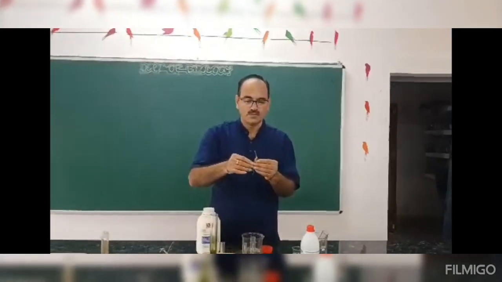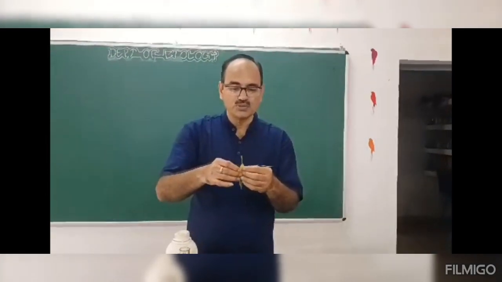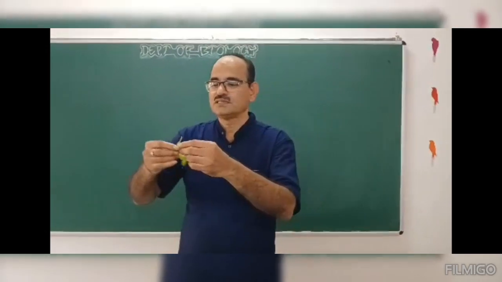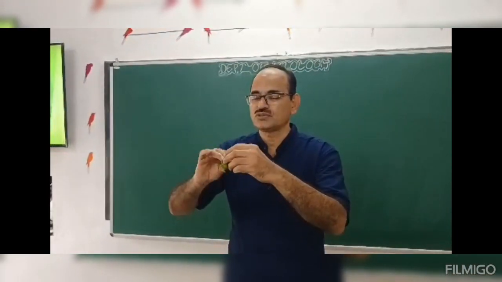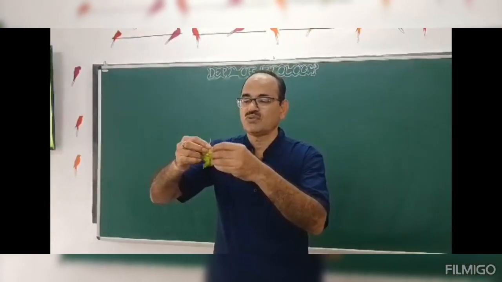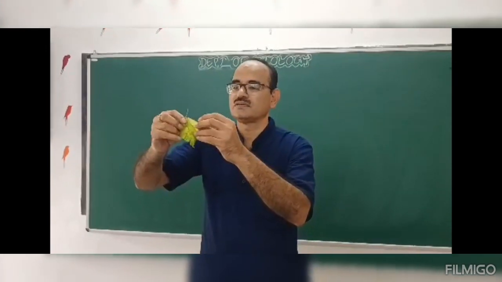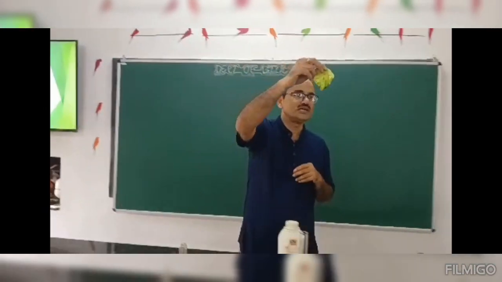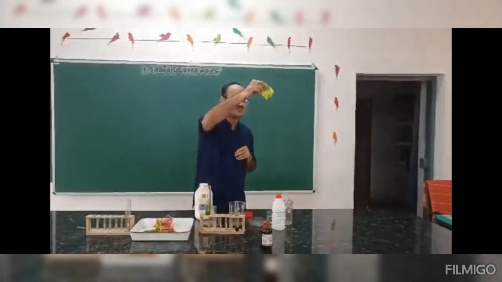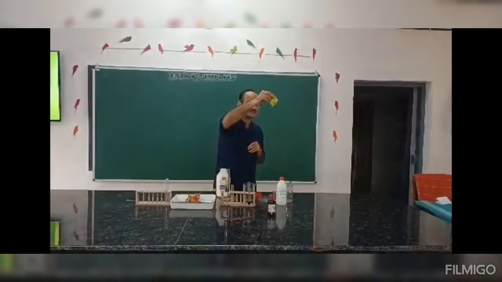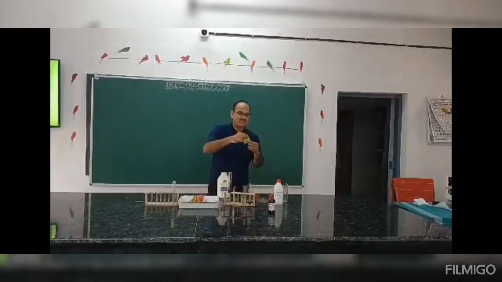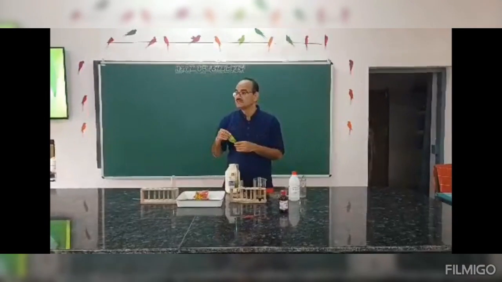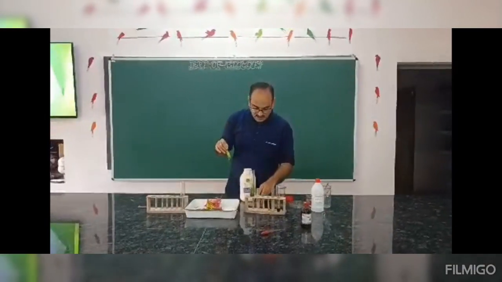And now we should be able to see it if we put iodine on this. See, it has lost the color totally. It was the chlorophyll. So it has lost the color, it has become almost white. Now how to identify whether there is starch in this? Iodine. We have to dip it in iodine.